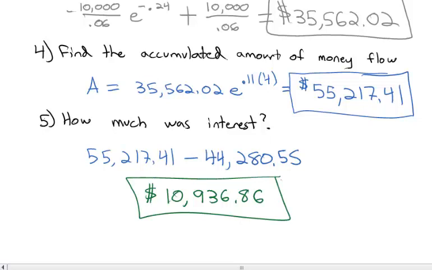And that is how we can use calculus to help us understand how the flow of money is affecting our financial situation. 3 formulas, take a look at them, do a couple practice problems in the book, come to class with questions, and we will see you then.